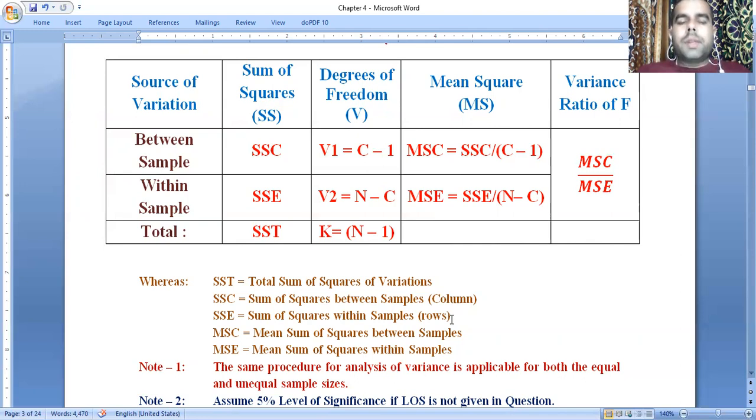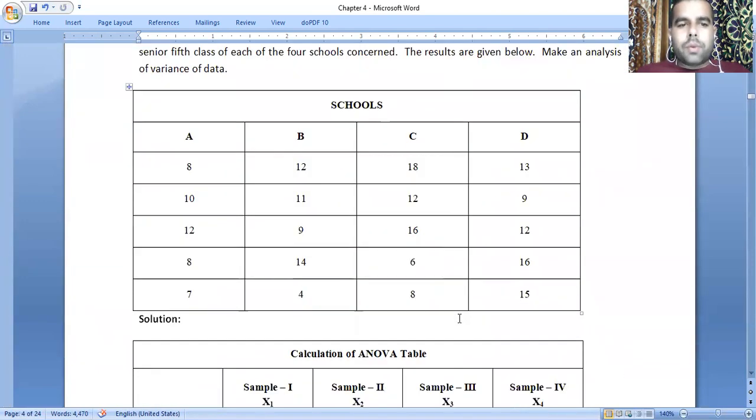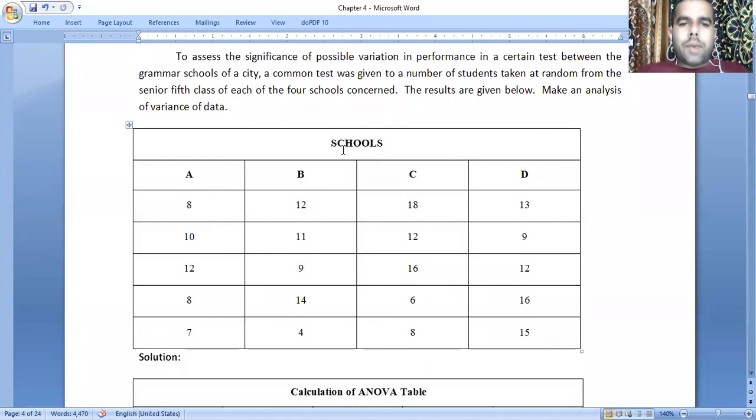Sometimes equal and unequal values will be there. What are the unequal and equal values here? Observe this problem carefully. Here, in schools A, B, C, D, all the values are equal. Equal does not mean the same number; observe all the tables here.